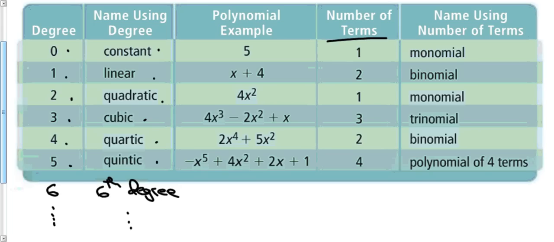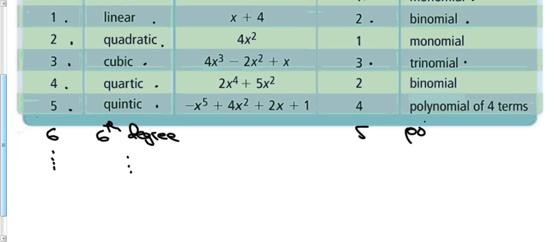Now, over to number of terms right here. The number of terms also have special names. So if it is 1 term, it's called a monomial. If it is 2 terms, it's called a binomial. If it is 3 terms, it's called a trinomial. And then after that, we're going to start using generic terms again. So for instance, 5 terms would be a polynomial of 5 terms. Okay. And as we go down, we're going to use the same sort of naming standard.